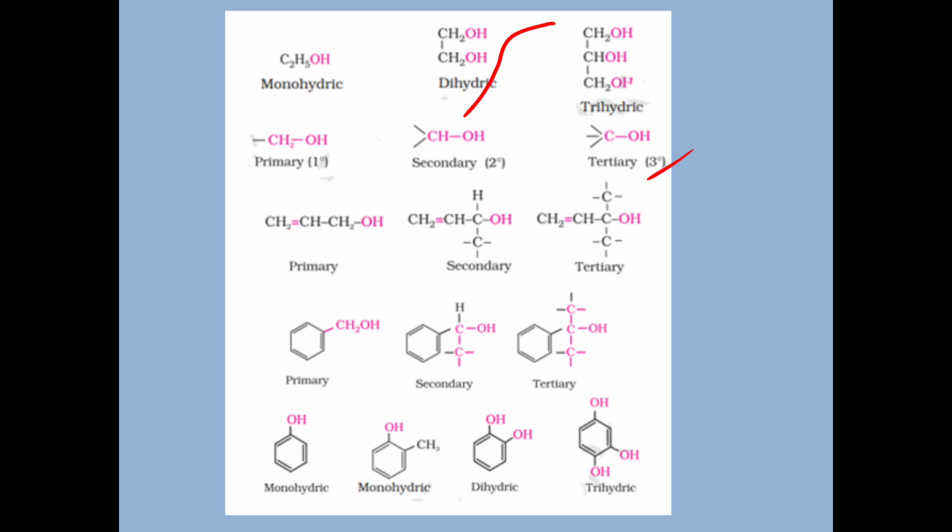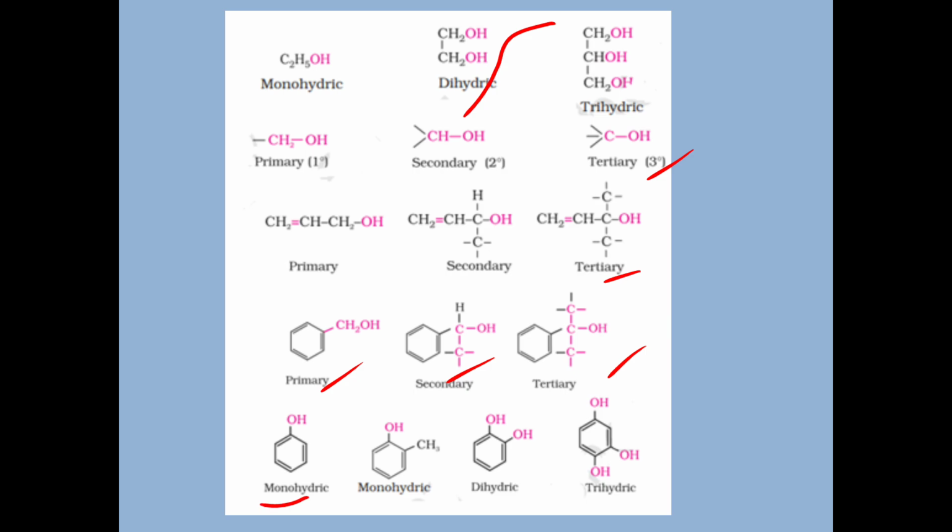If there is one alkyl group, it is primary. If two alkyl groups are present, then it is secondary, and if three alkyl groups are present on the carbon attached to the OH, it will give a tertiary alcohol. The seventh example is also a primary alcohol. Next is a secondary alcohol. This is a tertiary alcohol.